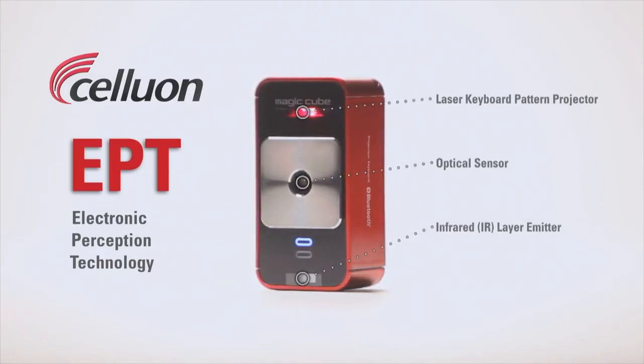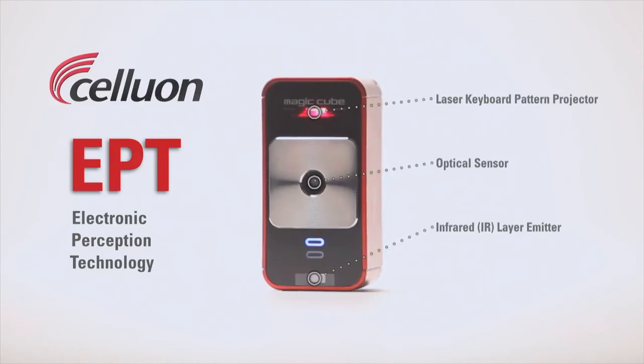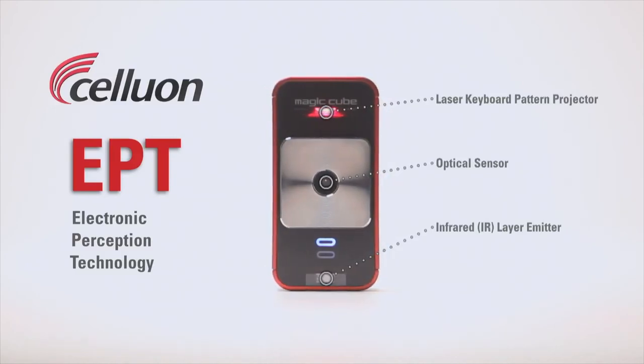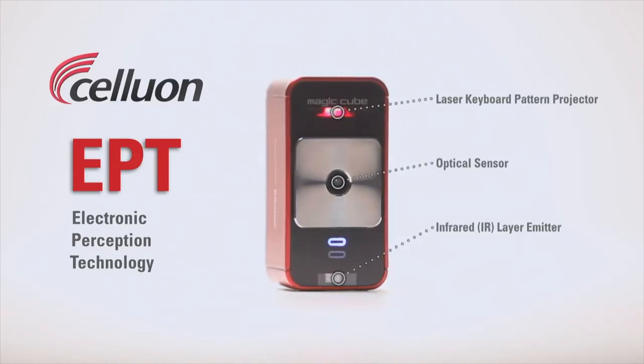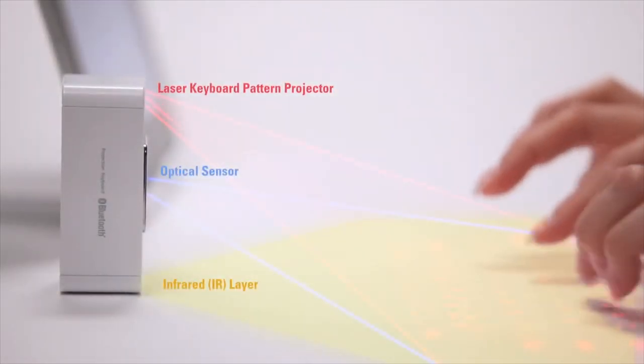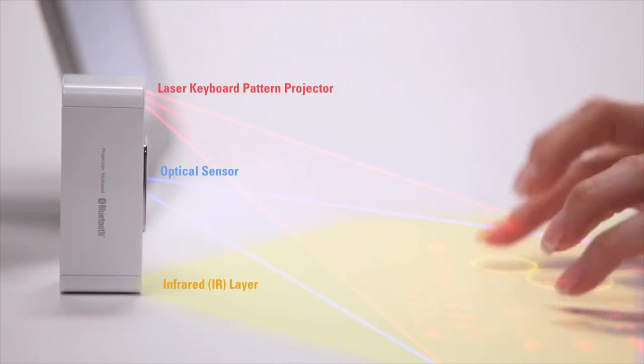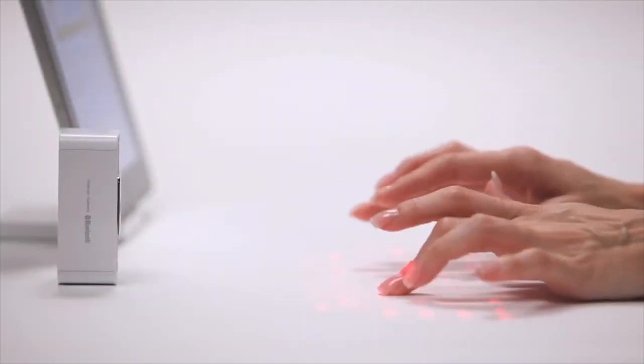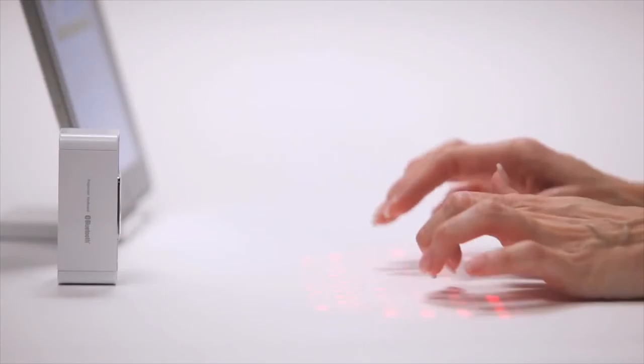The real magic happens as the central optical sensor works with an invisible infrared layer to determine the exact 3D position of your fingers as you type. Because the Magic Cube uses an invisible infrared layer, typing is a little different than with physical keys, but you'll be typing comfortably in no time with a little practice.